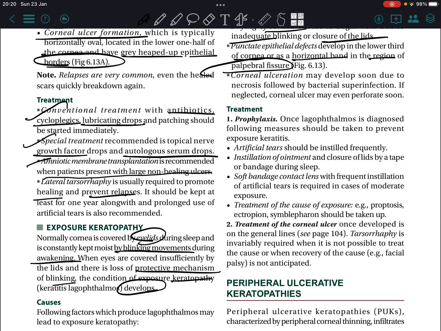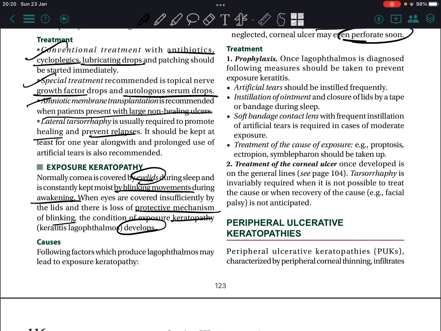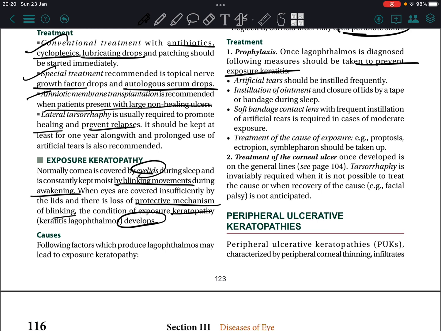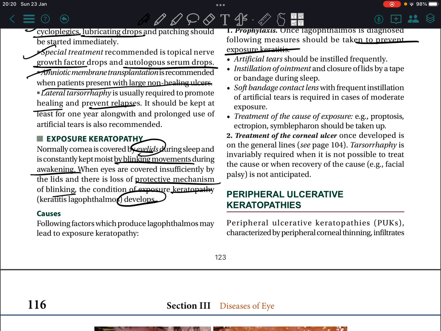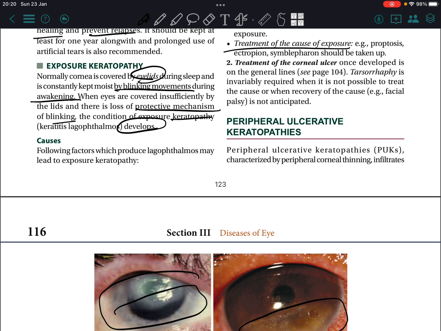Corneal ulceration may develop soon due to necrosis followed by microbial superinfection. If neglected, the corneal ulcer may even perforate. Treatment: prophylaxis. Once lagophthalmos is diagnosed, the following measures should be taken to prevent exposure keratitis: artificial tears, instillation of ointment, soft bandage contact lens, and treatment of the cause of exposure. Treatment of corneal ulcer once developed is on the general lines. Tarsorrhaphy is invariably required when it is not possible to treat the cause or when recovery of the cause is not anticipated.